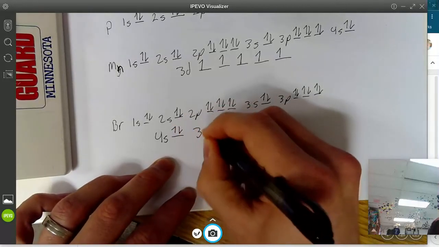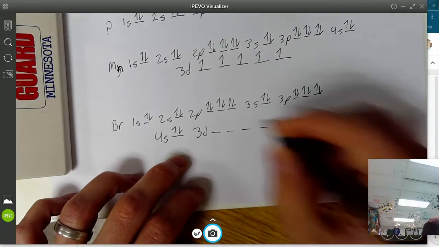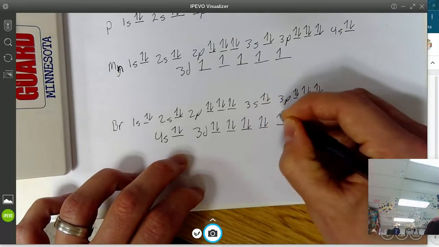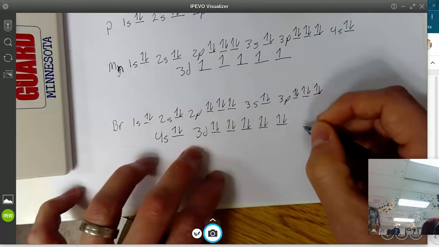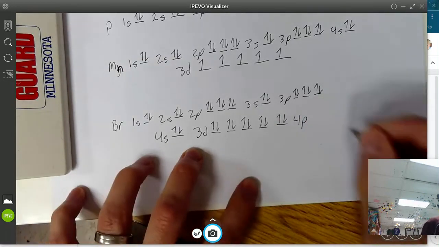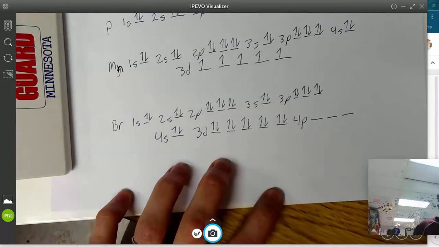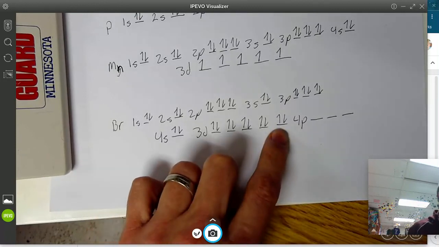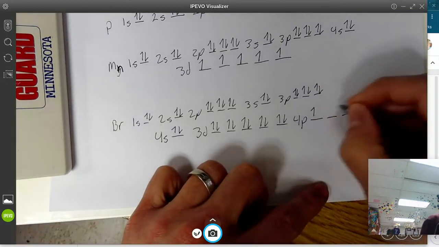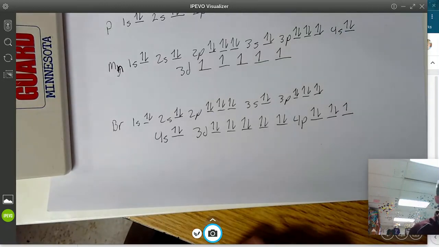I'm going to put my 3d, 5 orbitals. We're going to go all the way through it. So I'm going to do my 10 arrows. All right, and then I'm going to end back with my 4p. How many orbitals does it have? P's always have 3, right? How many do we need to place in there? Well, we're up to 30, and bromine has 35, so we need 5 more arrows. So again, 1, 2, 3, 4, 5, and I have my bromine.